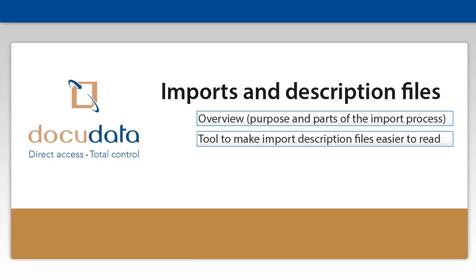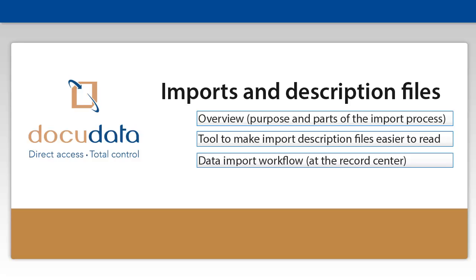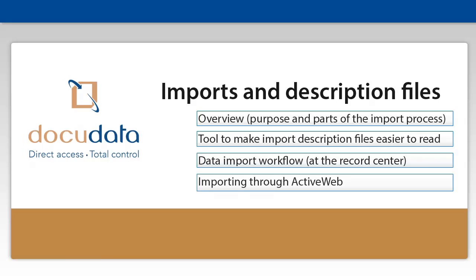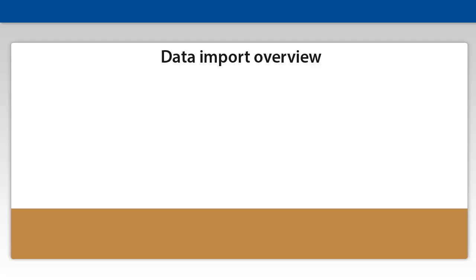Next, I will show you how to install a tool that will make import description files much easier to interpret. Then we will look at the workflow for importing data at the Record Center in more detail. And finally, we will take a quick look at importing through ActiveWeb. Note that more detailed videos are available on each of these topics. Let's get started with our overview.